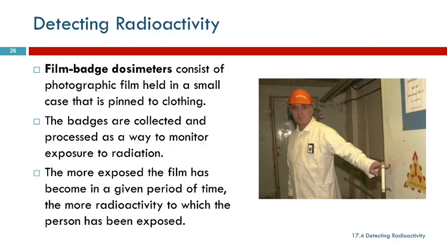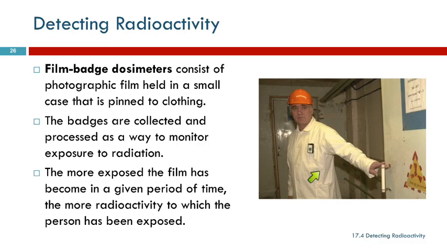It's important to be able to measure your exposure if you are working with radiation. So there's a couple different methods of detecting radiation. One is a film badge dosimeter. So a dosimeter, meter meaning measuring, it measures your dose of radiation.